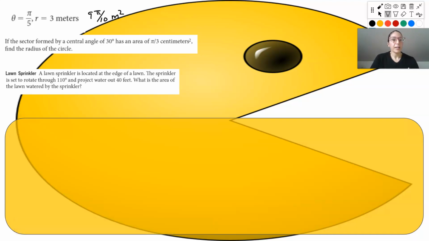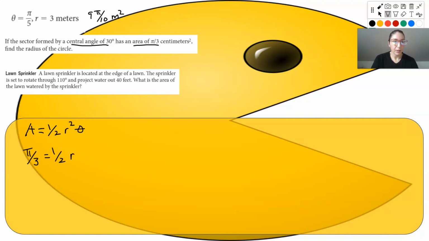Now what if the sector, again a pizza slice or the missing Pac-Man, formed by a central angle of 30 degrees, has an area of pi over 3 centimeters squared. Find the radius of the circle. This isn't asking us to find area, it's telling us the area and the central angle. What we don't know is the radius, but we know 2 out of the 3 things. Area equals 1/2 r squared theta. We're given the area and the theta. Solve for r. If you're given 2 out of the 3, you can solve for the third, and that's what we're going to do. So our area is pi over 3.